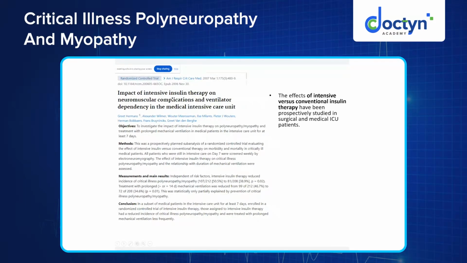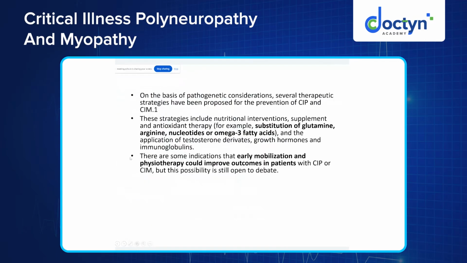Impact of intensive insulin therapy on neuromuscular complications and ventilator dependency. The effect of intensive versus conventional insulin therapy has been prospectively studied in surgical and medical ICU patients. What was the conclusion? In a subset of medical patients in the ICU for greater than or equal to 7 days on intensive insulin therapy, there was a reduced incidence of CIP and CIM, and they were treated with prolonged mechanical ventilation less frequently. Why? Because of the prevention of hyperglycemia that can lead to triggering of the stress.